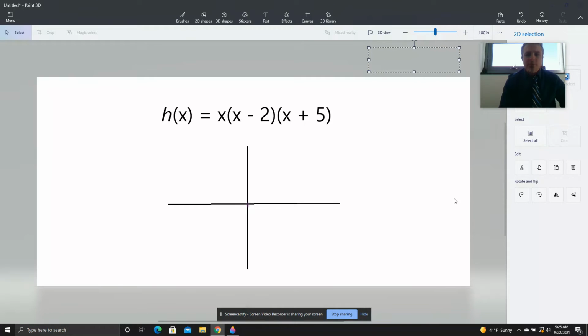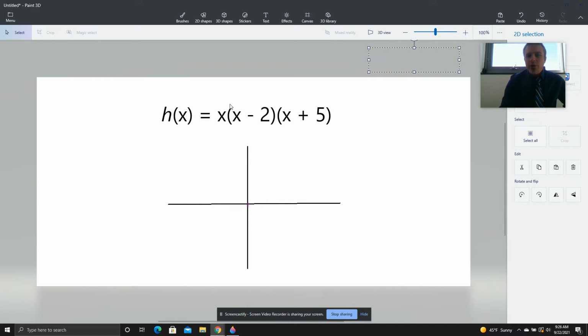Okay, guys. So here's an example of what I'll make you do on the test. I'm going to give you a polynomial that's all factored out like this. What I mean by factored out is it's all split up. So this binomial x minus 2 is a factor, and this binomial x plus 5 is a factor.